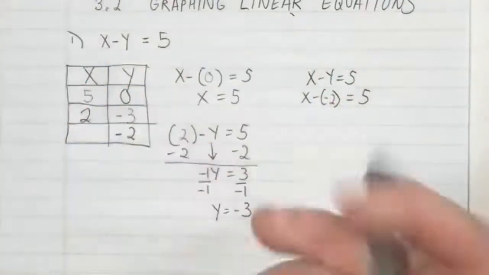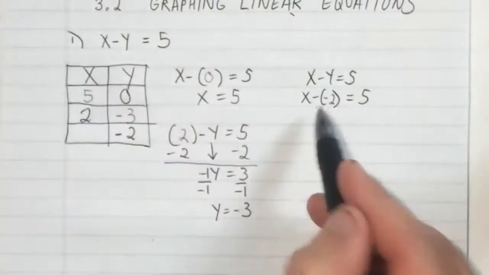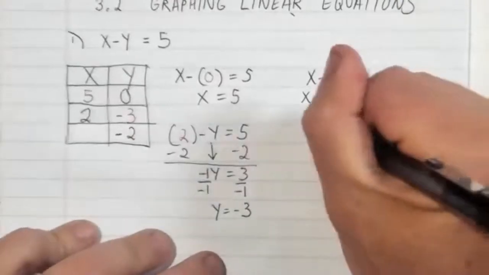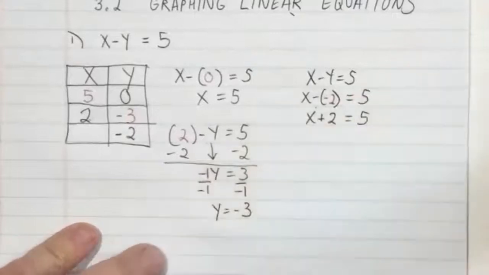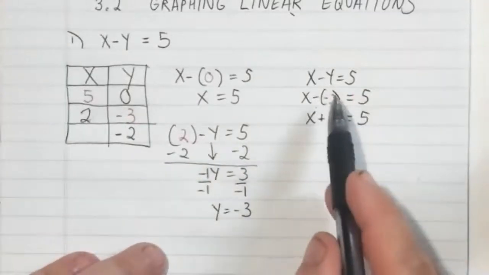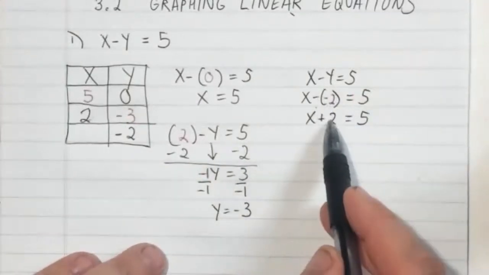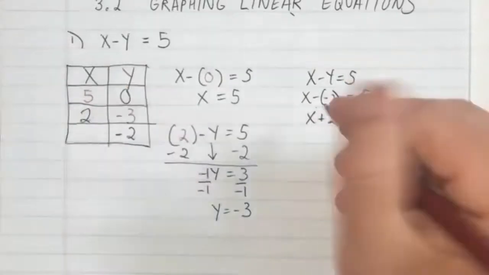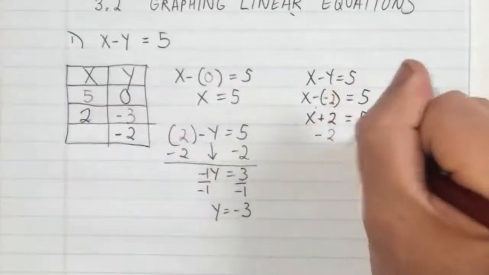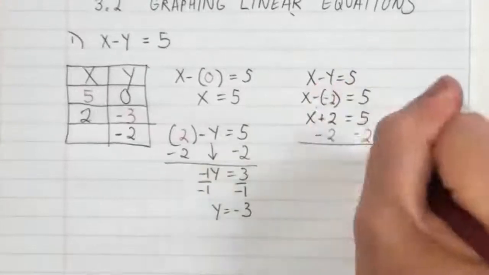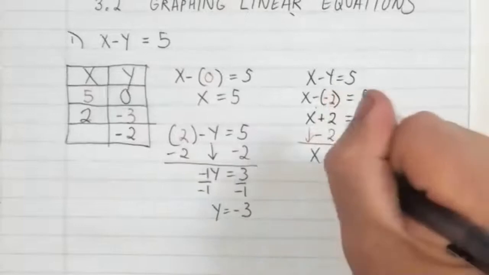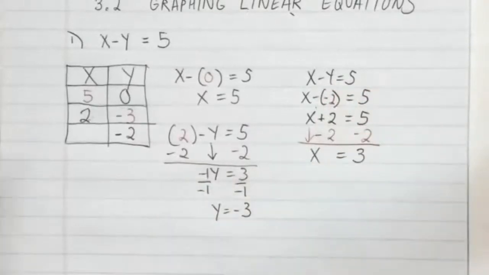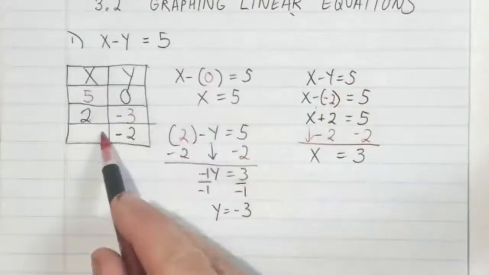Now again, I've got double negatives right here. So we know that's going to make that 2 into a positive 2. Anytime we have double negatives, minus a negative is going to make that a positive. And the last step is to subtract 2 from both sides. And I'm going to get x equals 3. So I'll put that 3 over here.